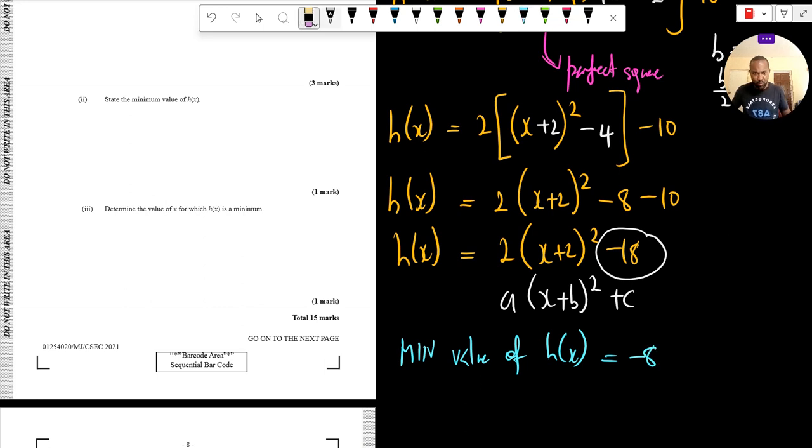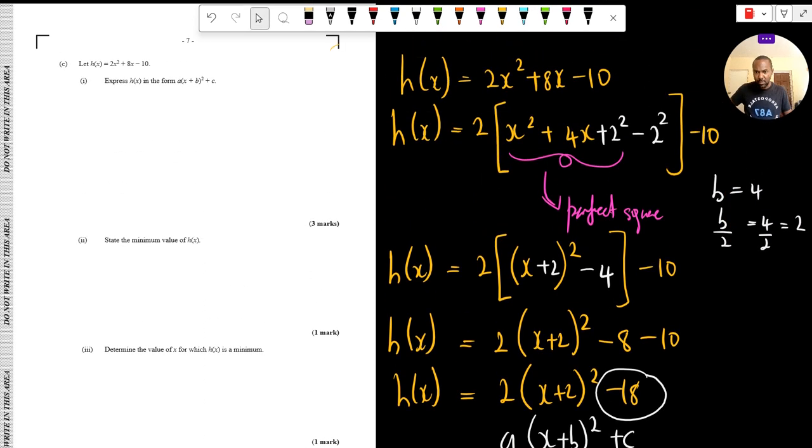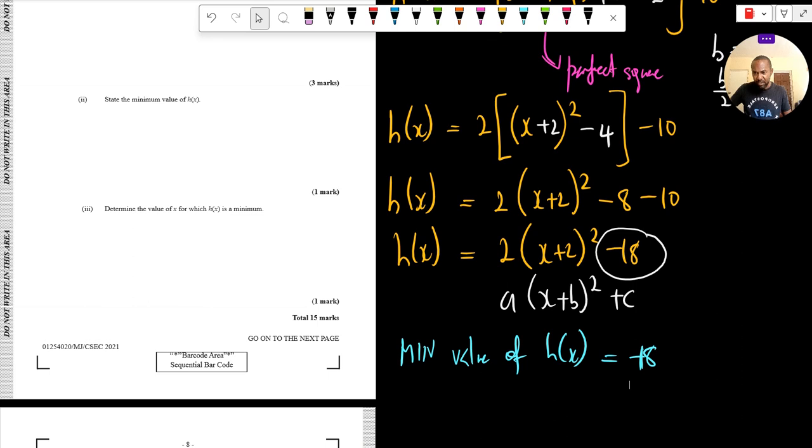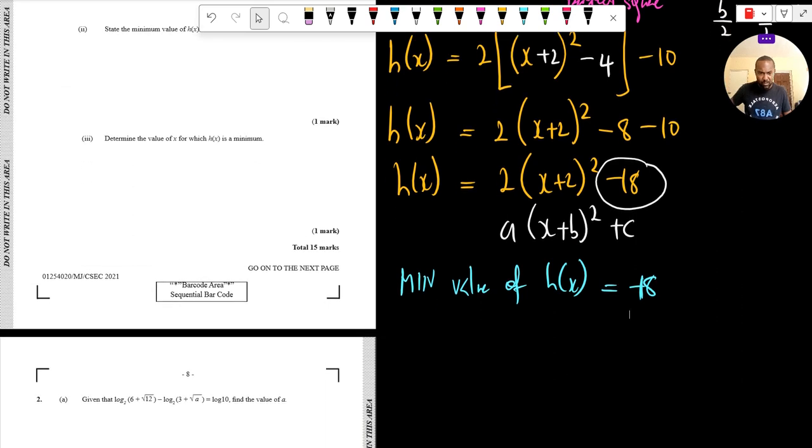So once again, that is the y-coordinate of the turning point. Minus 18 rather, not minus 8, so minus 18. Right, minus 18. So, 1 mark. Now it says determine the value of x for which h of x is a minimum.